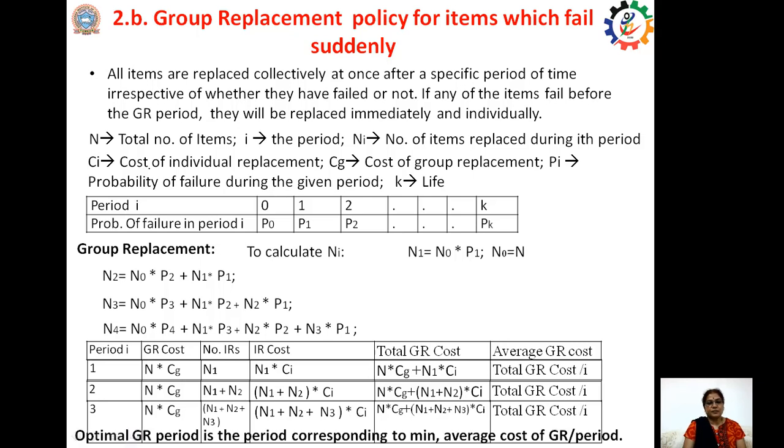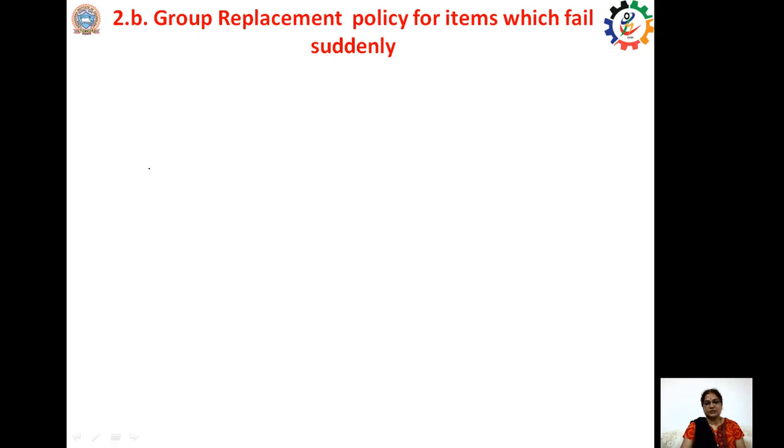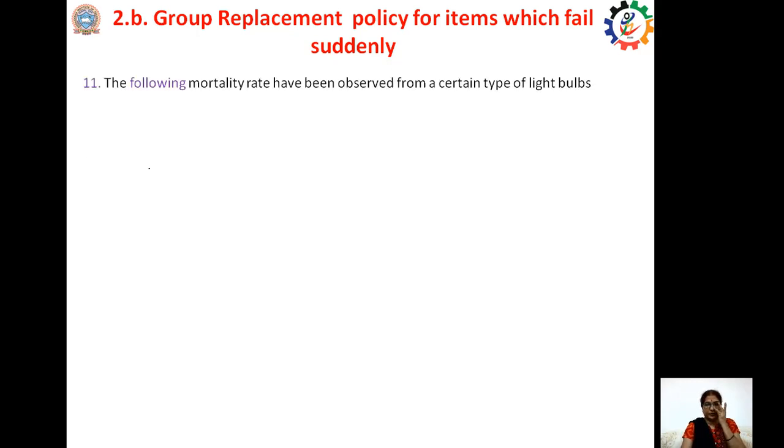Next, optimal GR period is the period corresponding to minimum average cost. You see the cost here, their pattern. Pick the minimum, corresponding duration is the group replacement duration. So let us solve a problem.